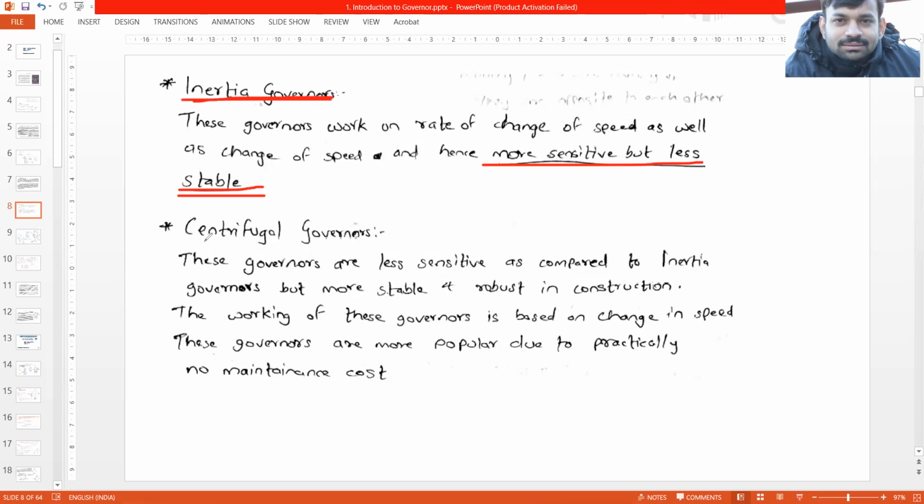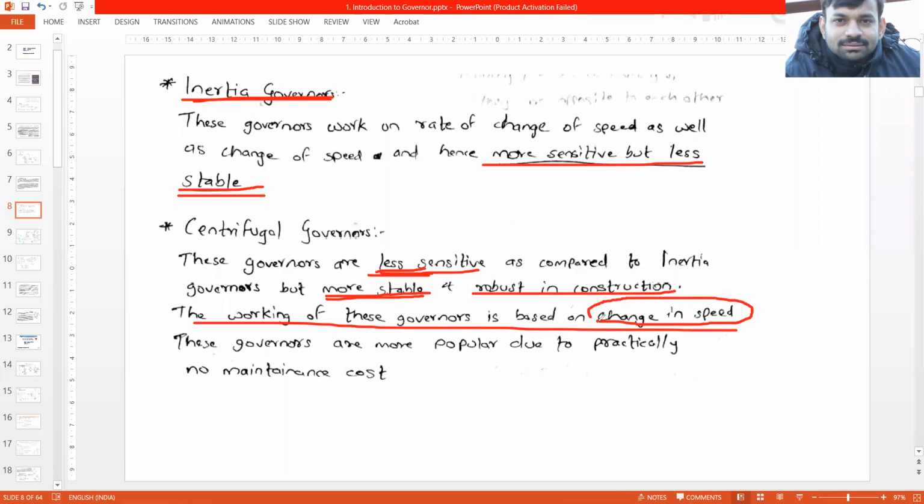Okay. In centrifugal governors, these are less sensitive, okay, as compared to inertia governor, but more stable. So centrifugal governors are more stable and robust in construction. All right. The working of these governors is based on change in speed. So only change in speed is the factor over here. And in inertia governor, two things, that is rate of change of speed and change of speed. And we know that rate of change of speed is acceleration. Okay. So it works on two things.